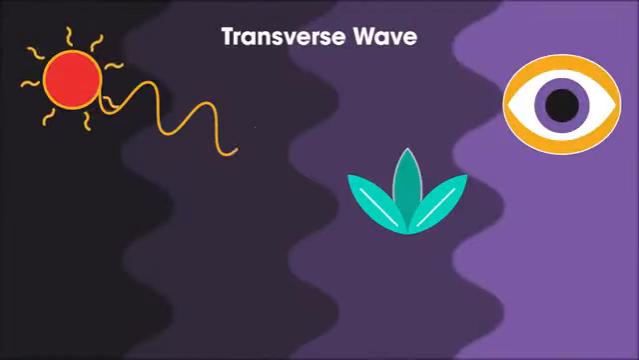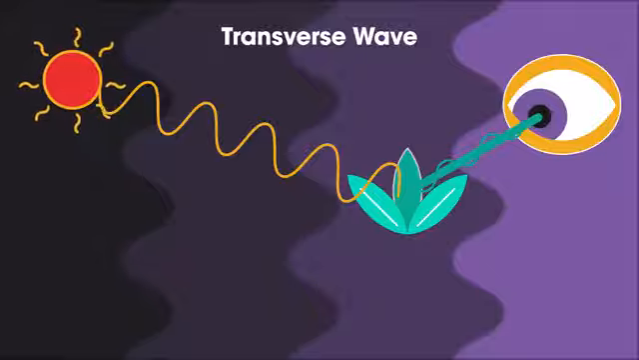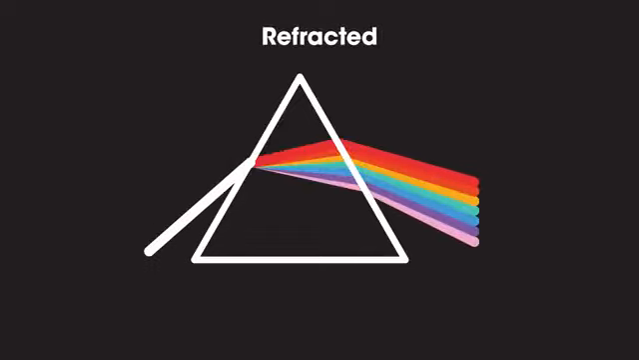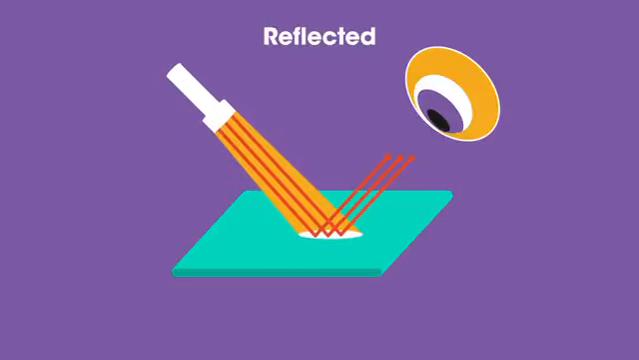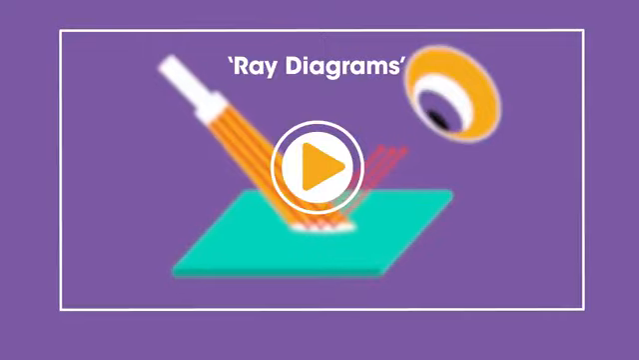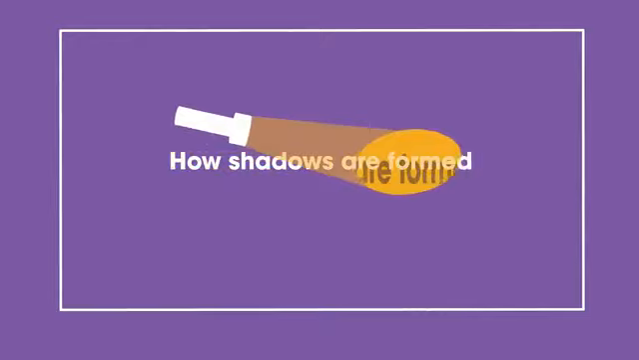Light is a form of radiation that travels as a transverse wave. Light behaves in various different ways. It can be refracted and reflected. For more on this, see our video on ray diagrams. In this video, we're going to learn about how shadows are formed.